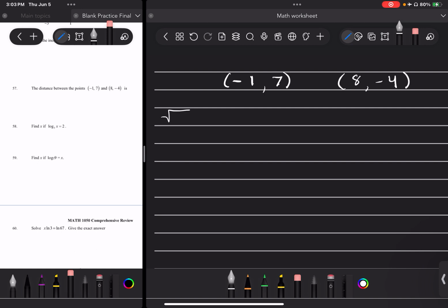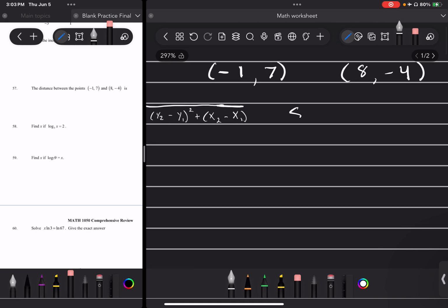It looks really big, might be hard to remember, but it is the square root of (y2 minus y1) squared plus (x2 minus x1) squared, all under a square root. So if you can remember this formula, go for it. I just like to focus on the calculations, and there's a little bit more flexibility.